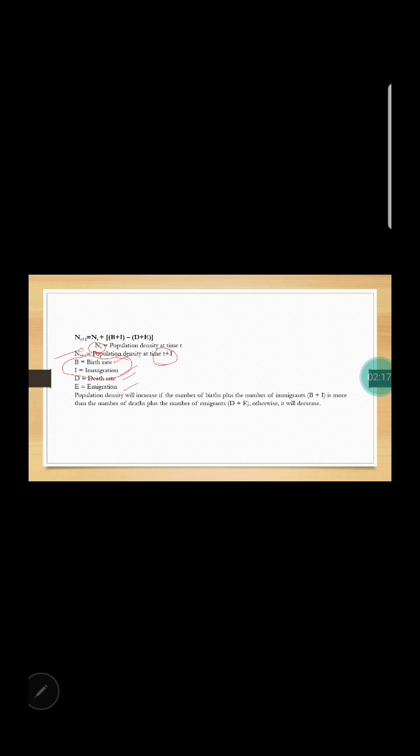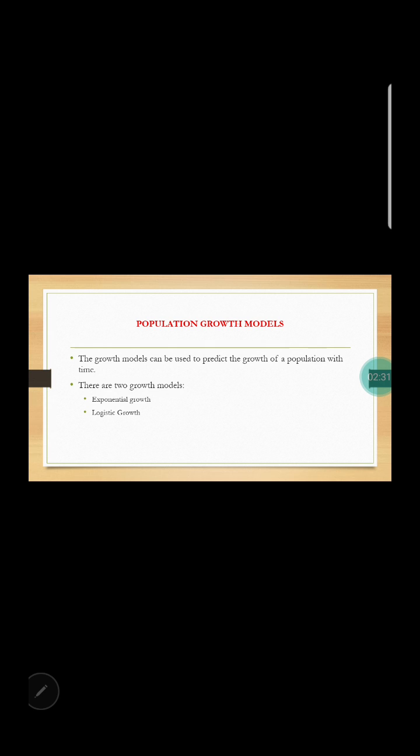So this formula you should remember: the population density at a particular time period is the initial density, plus we add the birth and immigration factor, and we subtract the death and emigration factor. Now coming to population growth models. There are basically two growth models which have been suggested to predict the growth of any population over a period of time. It can be either exponential growth or logistic growth. Let us look at them one by one.